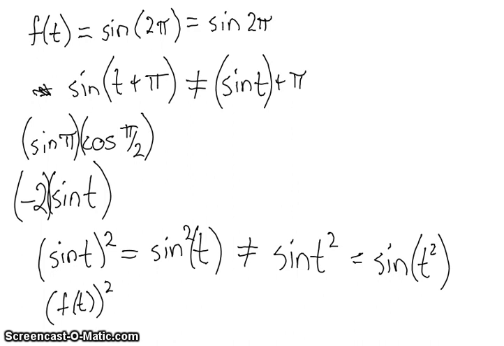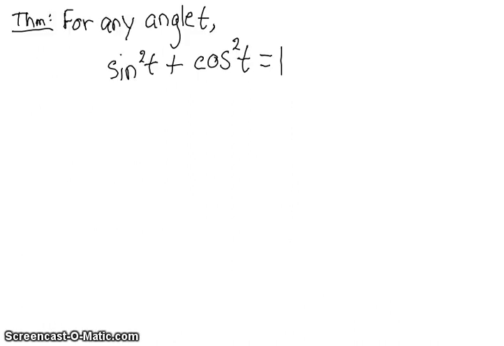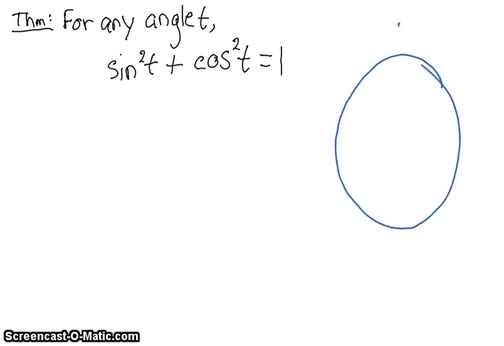What is special about sine and cosine? Well, the first thing is the Pythagorean theorem. I know, I said it's the most important theorem, and it really is. So how does this work? If you put in any angle t, square the sine of that angle, square the cosine of that angle, and add them together, you always get 1. So let's look at why this is true. Of course, we're going to use the unit circle because that's where sine and cosine come from.